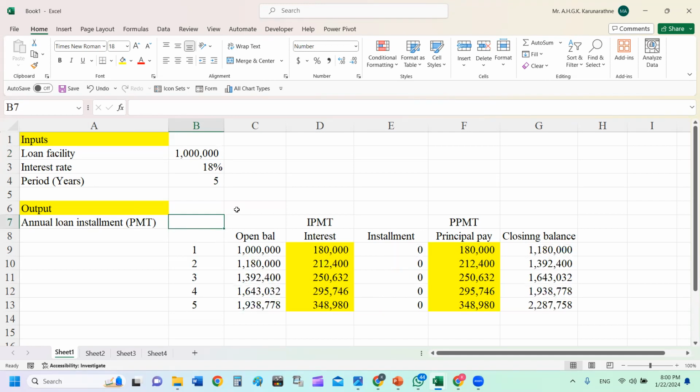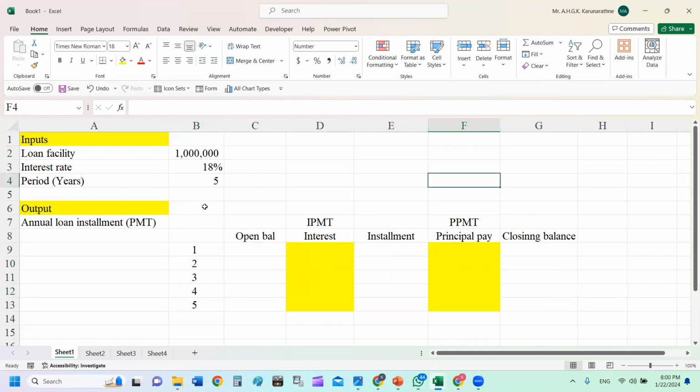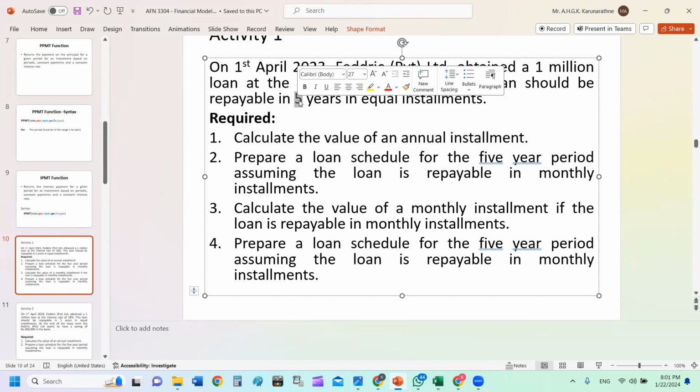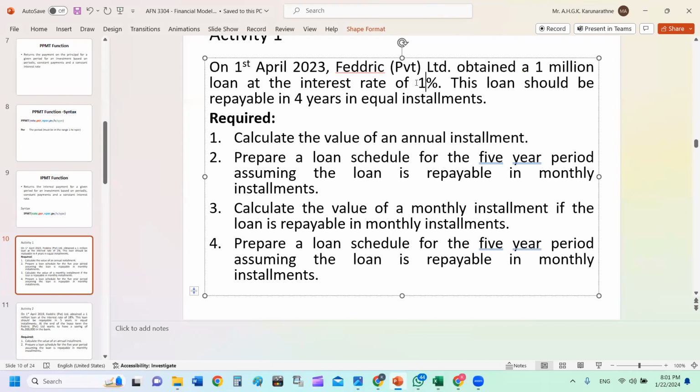If you want me to do it again, I'll delete everything and do it just to illustrate. I'll do the online activity again from the start. These are the variables according to case activity 1. The scenario: Frederick Limited, 1 million loan, interest rate 18%, number of periods 5 years. We'll make it 4 years if you wish. I'm not going to change the rest because we have already shared it. So let's develop the model.